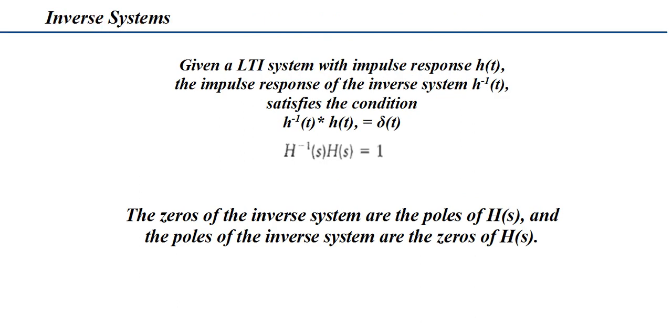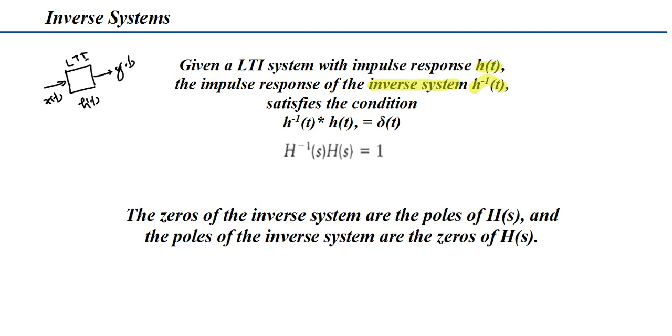For a given system, if the impulse response is h of t, we are considering an LTI system, which obeys the linearity property and the time invariant property. x of t is the input and y of t is the output, and the impulse response of the system is represented by h of t. The impulse response of the inverse system, if an inverse system exists, is h inverse of t.